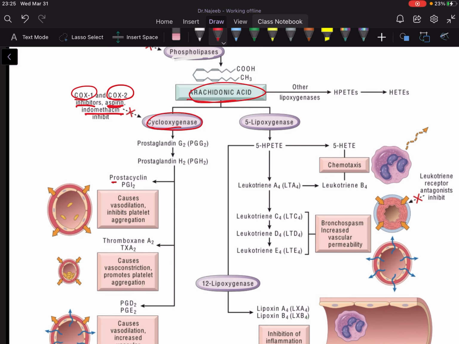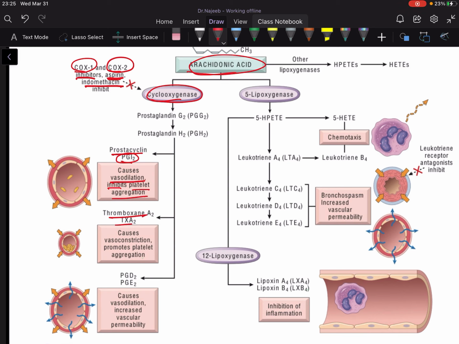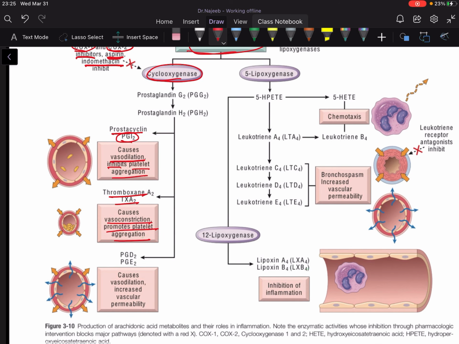Here are the functions of prostaglandins. Prostaglandin I2 is called prostacyclin, and it causes vasodilation and inhibits platelet aggregation, whereas thromboxane A2 causes vasoconstriction and promotes platelet aggregation. Prostaglandin D2 and E2 cause vasodilation and increased vascular permeability. Not only that, prostaglandin D2 is a chemotactic factor for neutrophils, and prostaglandin E2 is a hyperalgesic.